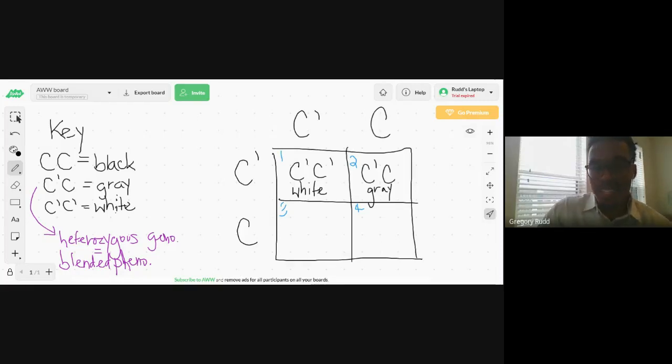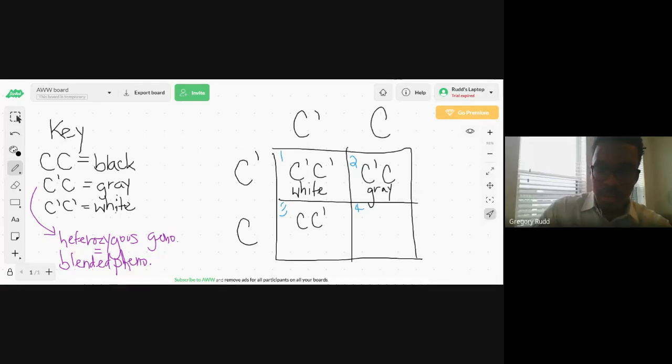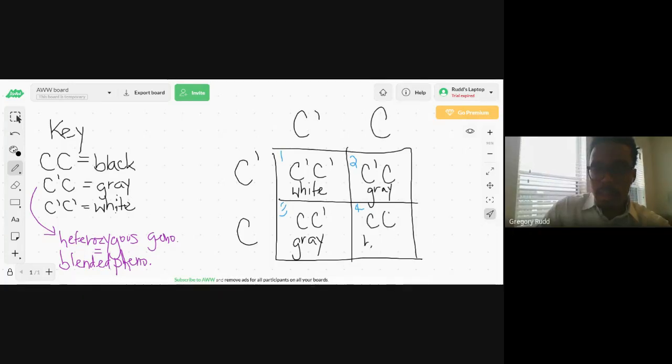What about in box 3? C prime or C prime C. Good. We can say either way. They both result in the same phenotype. And then lastly, box 4? CC. And that's black.